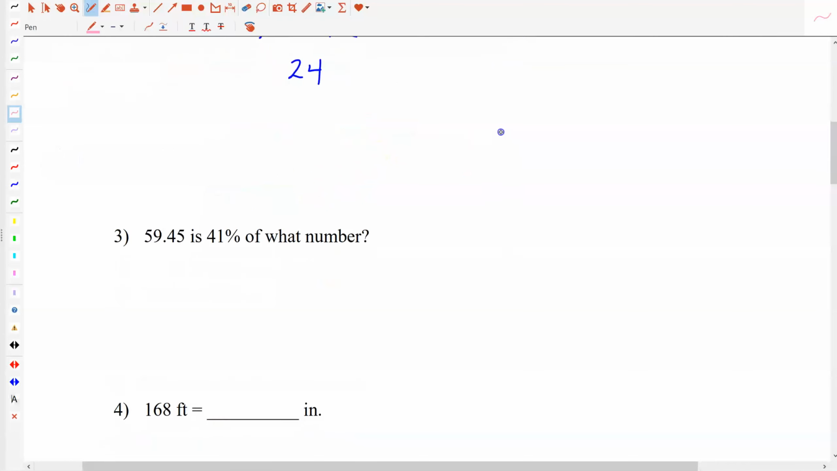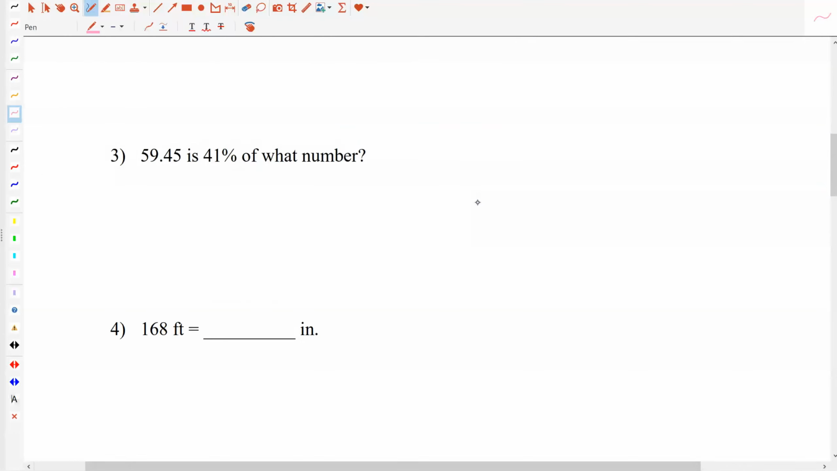All right, the next question we're looking at is 59.45 is 41% of what number? So this question is relating percents to parts and bases. For additional review on that, we could look in section 1.14.